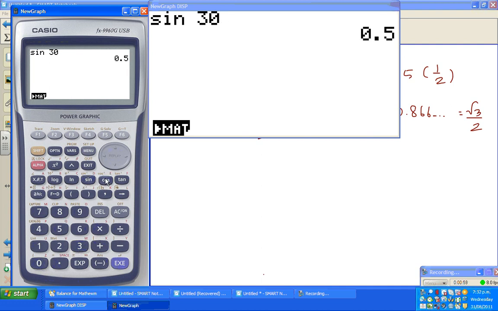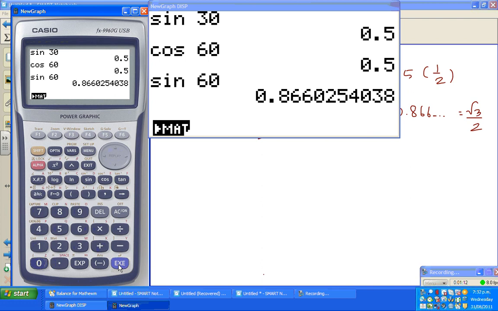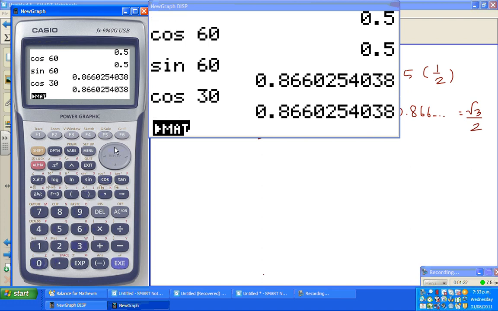If you type in cos 60, that will also give you 0.5. So I want to explain how the calculator works. Now if you type in sine 60, it will be 0.86 something, which is root 3 over 2. I'll explain that. And if you type in cos 30, that's again the same thing. I want you to think about what's the relation between 30 and 60 before I explain.